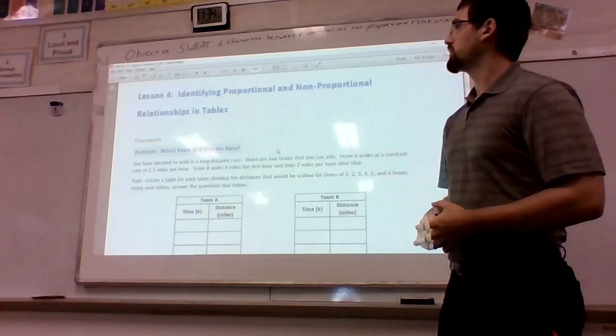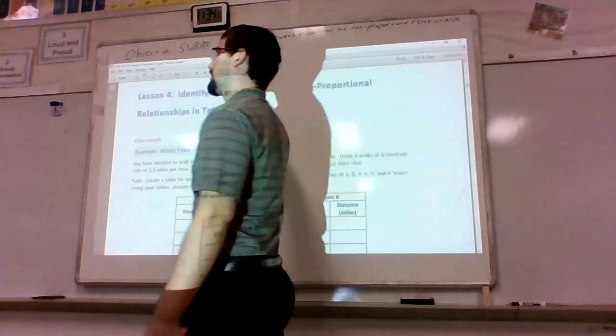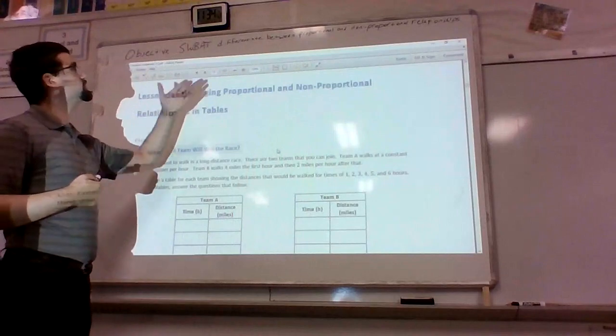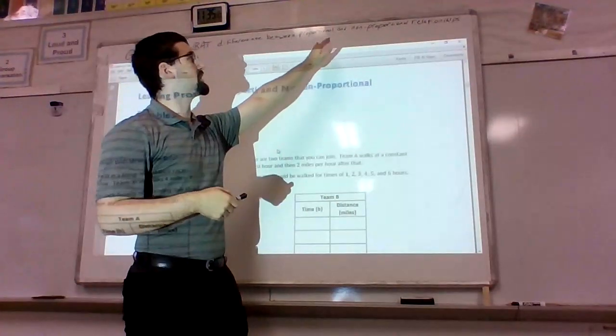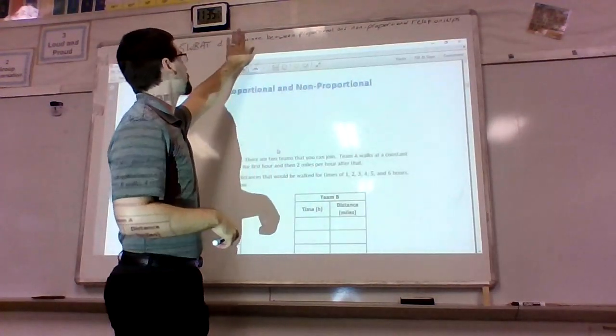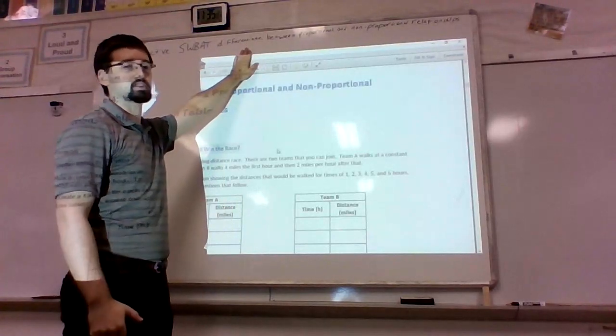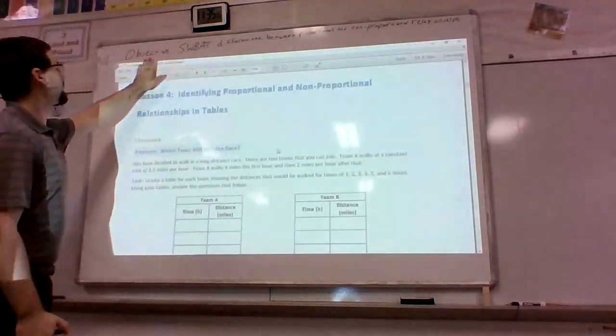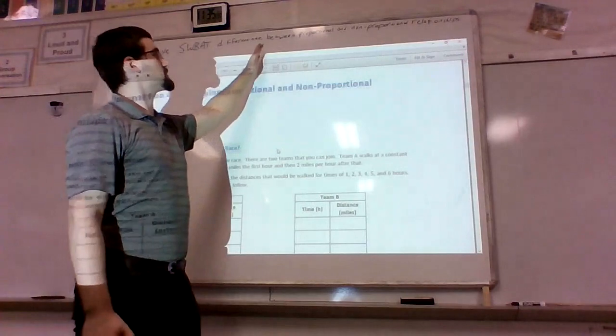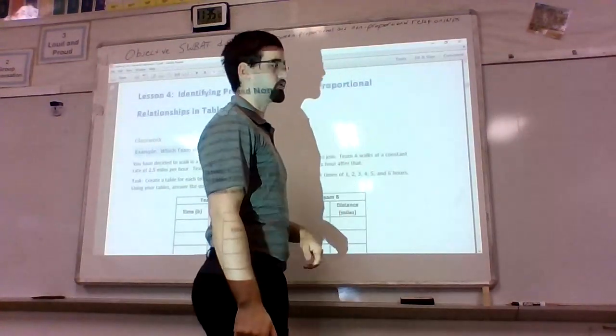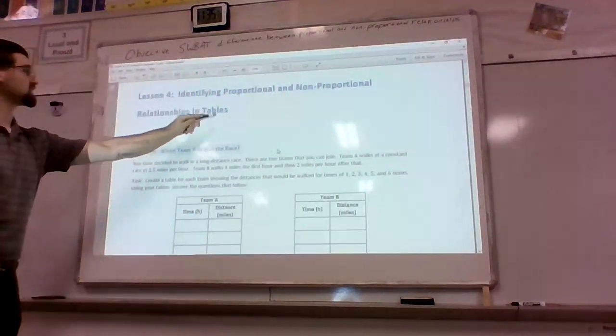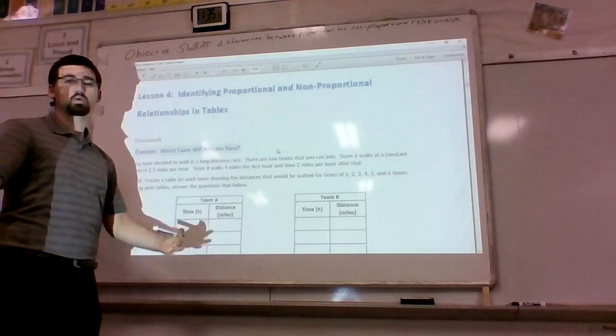Math lesson today, we are going to learn again how to differentiate between proportional and non-proportional relationships. Differentiate means tell the difference. By the end of this lesson, you should be able to tell the difference between proportional and non-proportional relationships in tables.